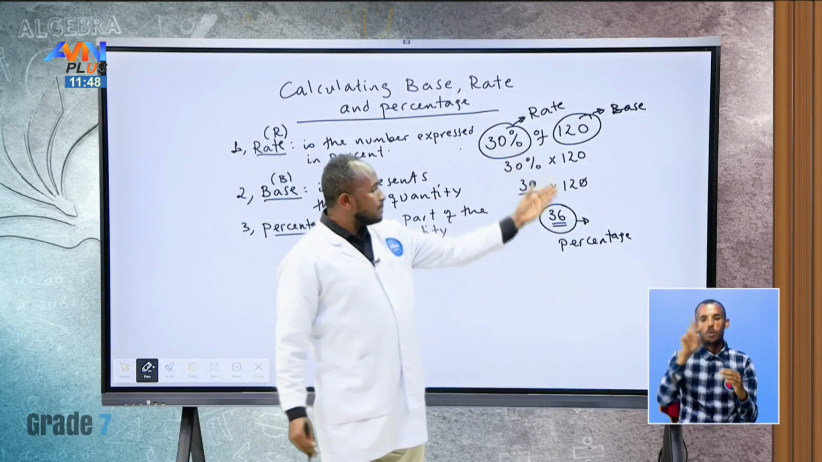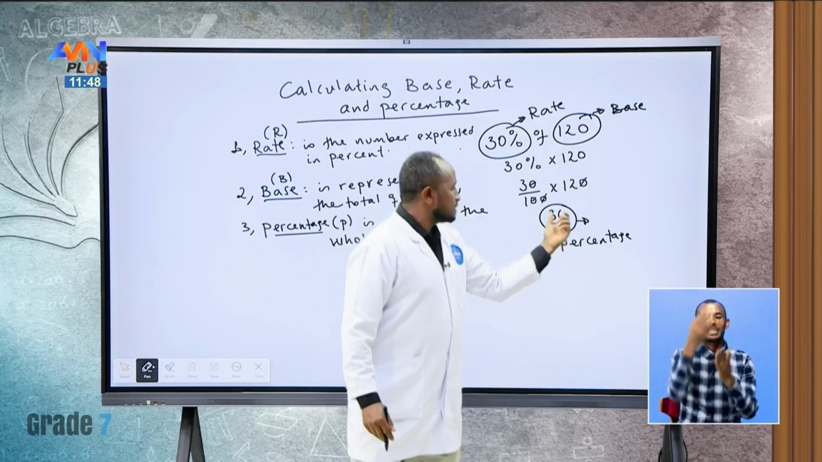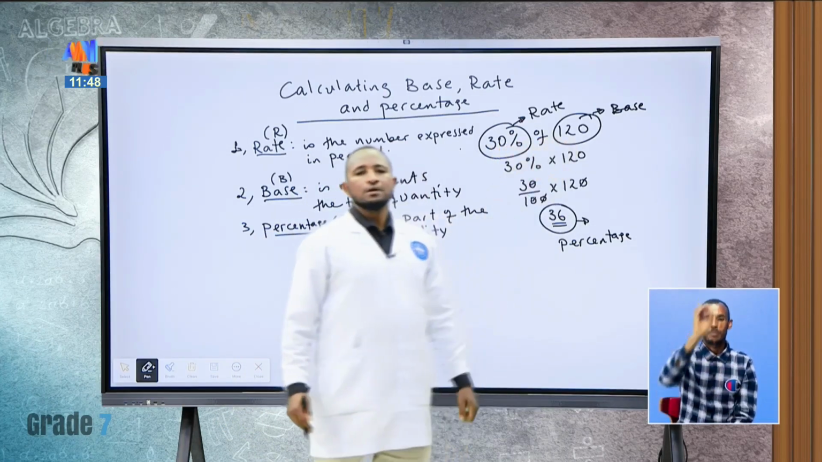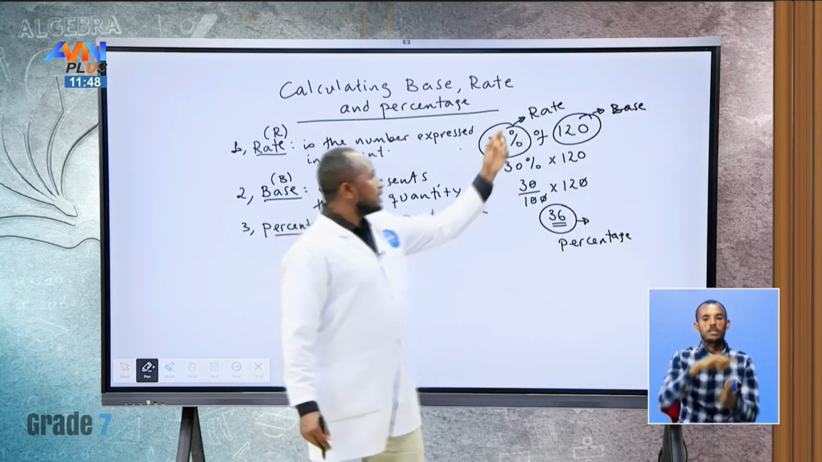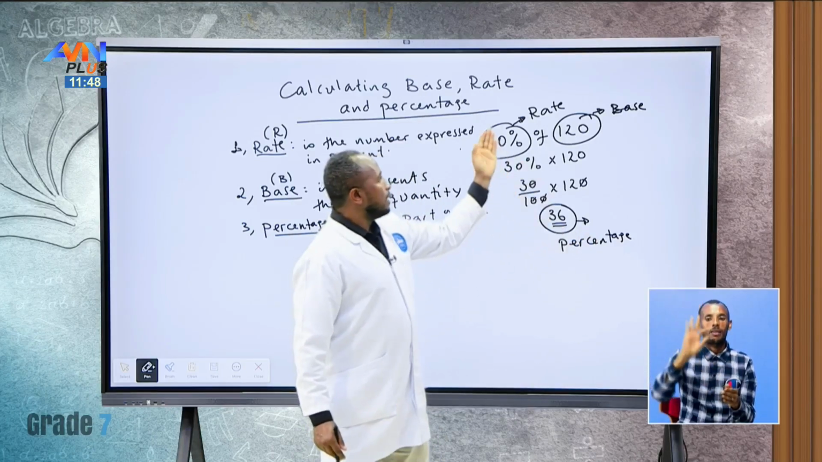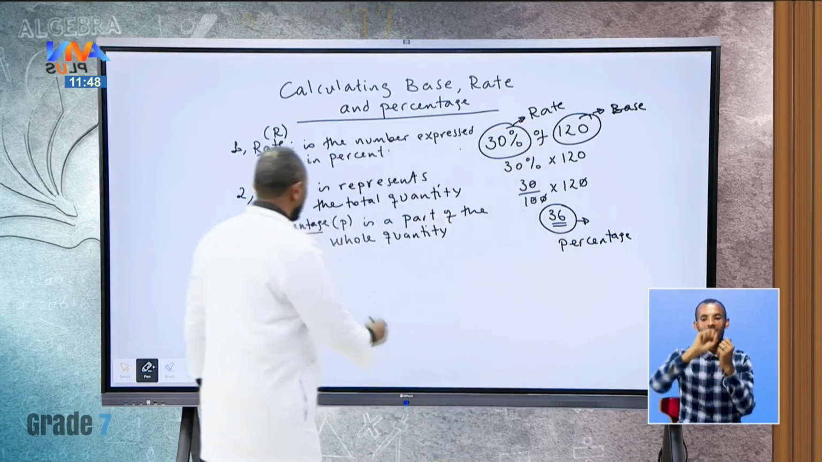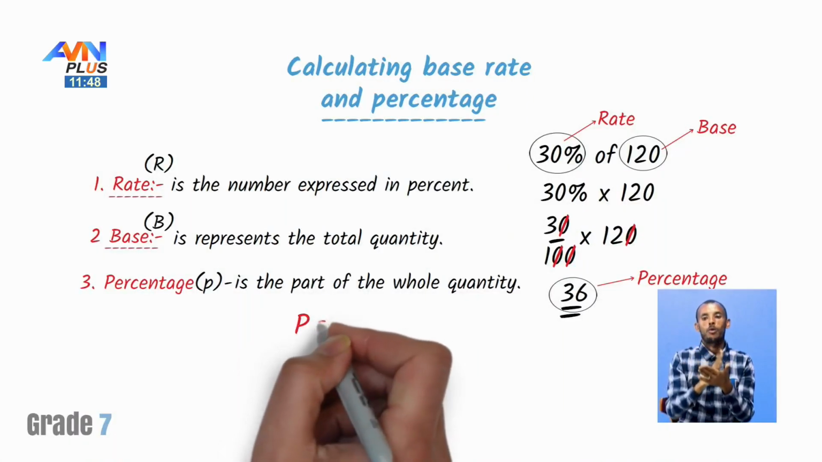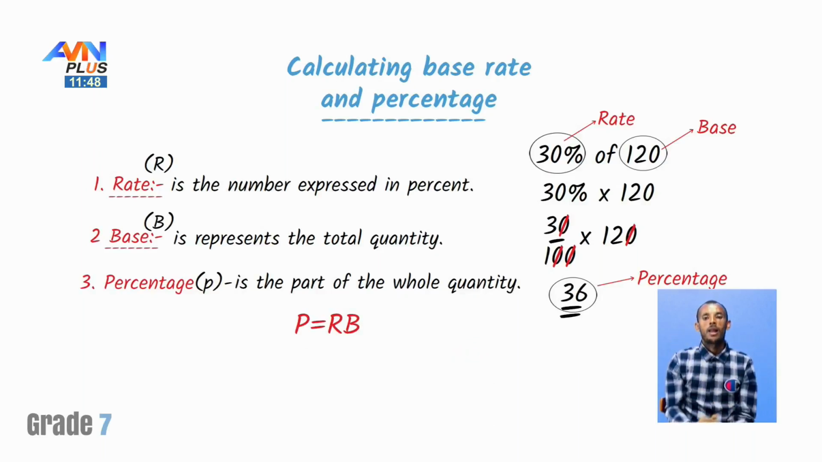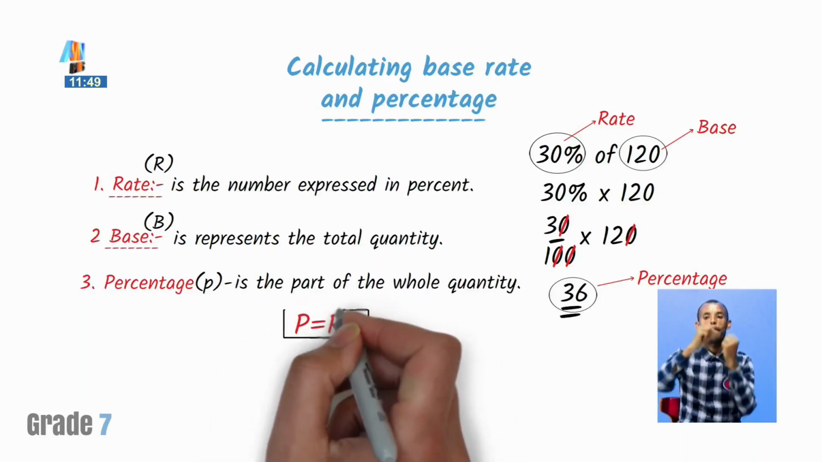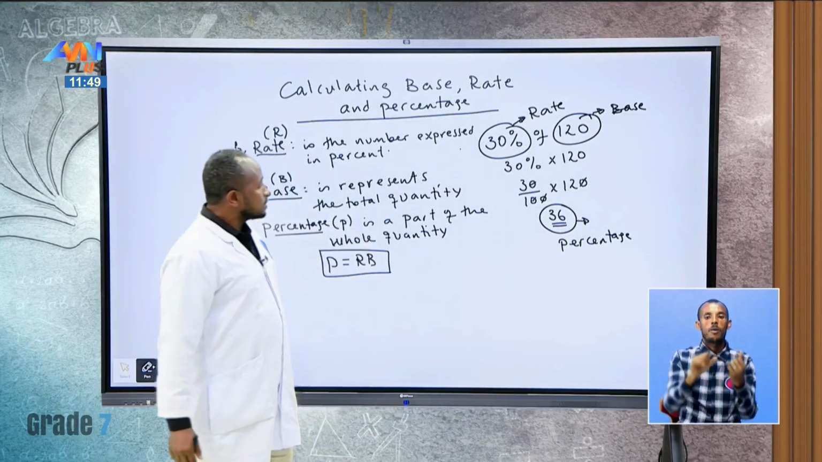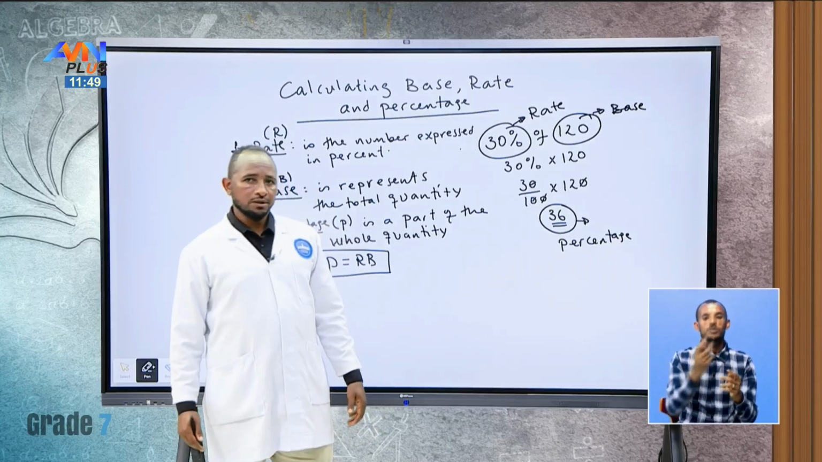Look, from this example, this percentage 36 is obtained by multiplying 30% and 120. Therefore, this one is the rate, this one is the base. Therefore, this percentage is obtained by multiplying rate and base. So the relationship between base, rate, and percentage is given by: percentage is equal to the rate times the base. So, this is their relationship. Now, based on this concept, we'll try to see examples.